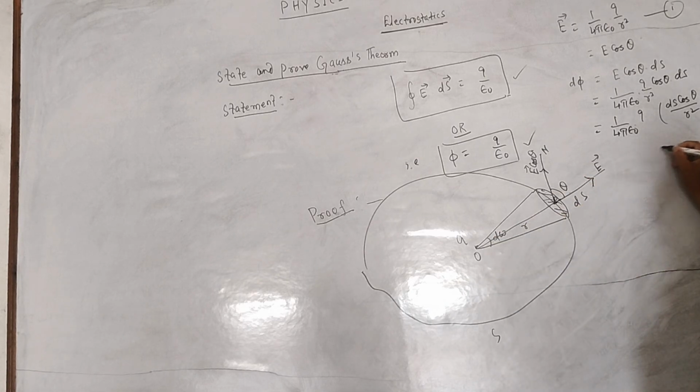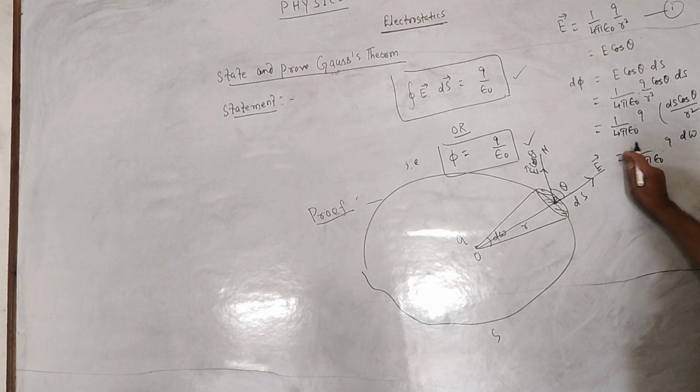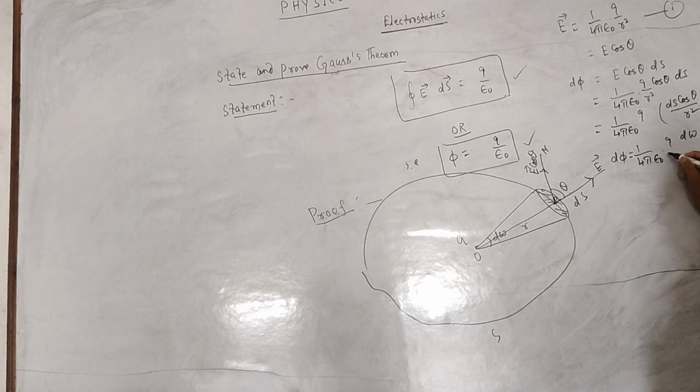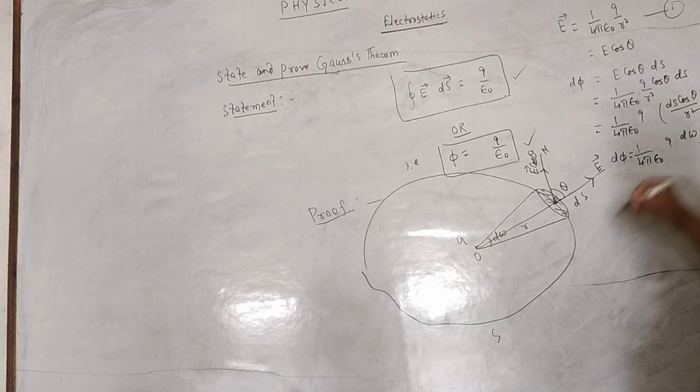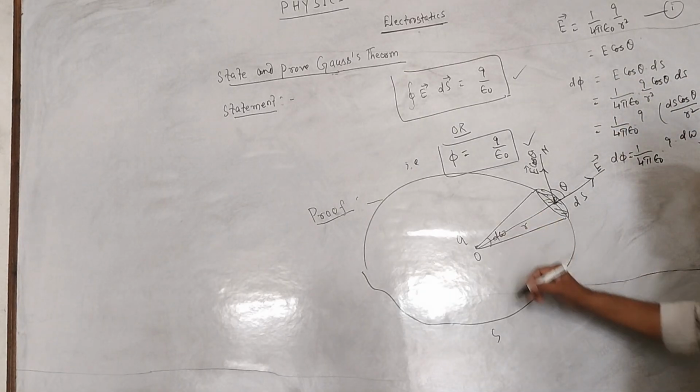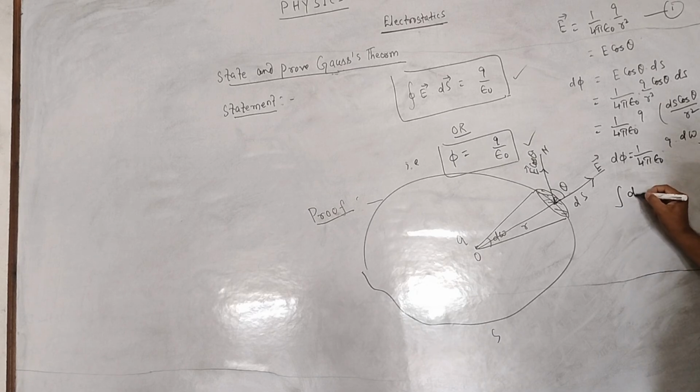This ds cos theta by r square is the value of the solid angle made by small surface ds at center O. It is denoted by d omega. That is, d phi, the small electric flux passing over the small surface area, equals 1 by 4 pi epsilon naught q d omega. Now the total electric flux passing over the closed surface S, by integrating this equation, d phi equal to 1 by 4 pi epsilon naught q d omega.